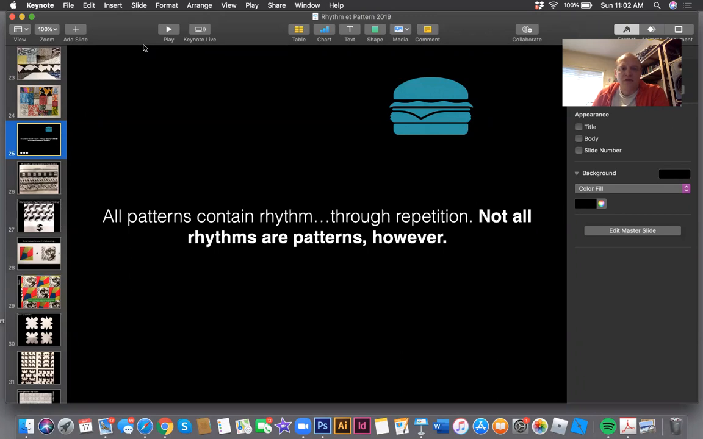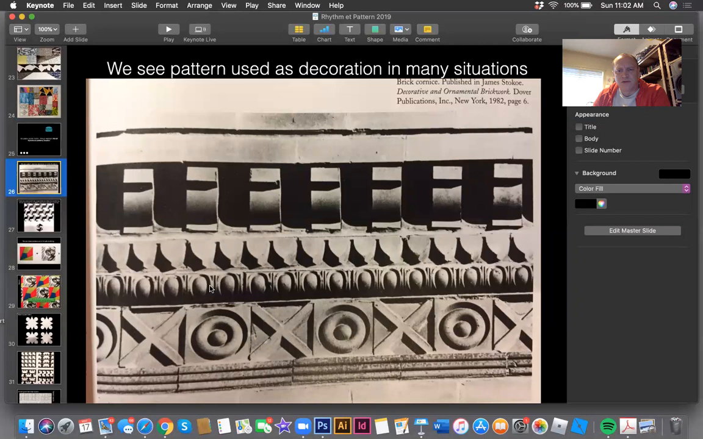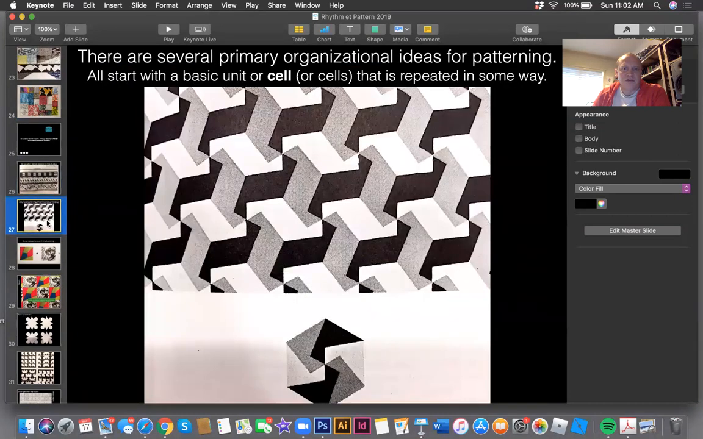Important here, all patterns contain rhythm through repetition, but not all rhythms are patterns, however. So if you remember when I talked about raindrops, that was rhythmic, but there were not exact patterns happening. And you guys are familiar with patterns, right? So we see it all over the place in decorative situations. And we think of patterns as cells. So it's the cell that is repeated, and it's exactly repeated. So it's not just characteristics of the elements that are repeated like we saw with rhythm. It is exact repetition of the cell.